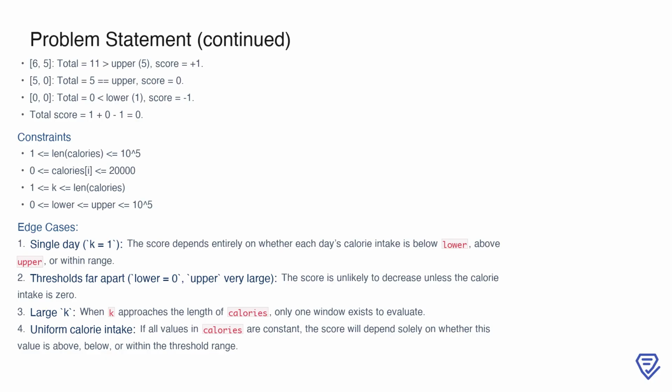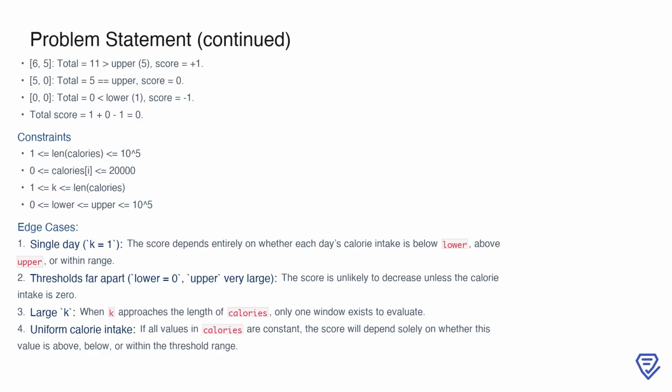For the first window, 6, 5, the total is 11, which is greater than the upper threshold, so the score increases by 1. For the second window, 5, 0, the total is exactly 5, which matches the upper threshold, so the score remains unchanged. For the third window, 0, 0, the total is 0, which is less than the lower threshold, so the score decreases by 1. Adding these together, the final score is 1 plus 0 minus 1, resulting in a total score of 0.